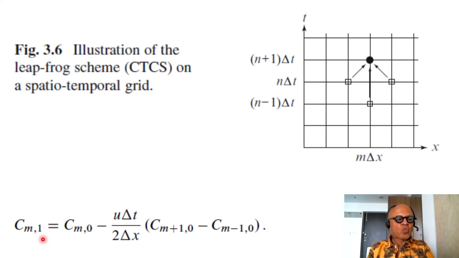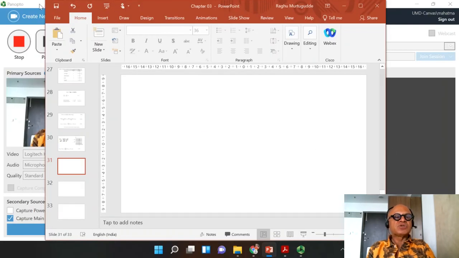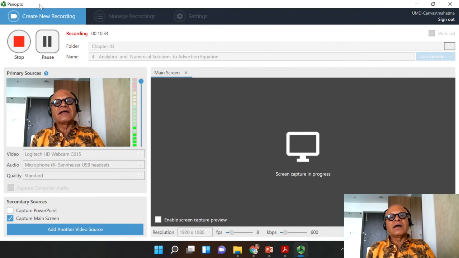So C m at 1 will be C m at 0, the initial condition, minus u delta t over 2 delta x, C m plus 1 at 0 minus C m minus 1 at 0. So obviously you have C m plus 1 and C m minus 1, the spatial values here and here, known from the initial value as well. Once you have the first time step defined, then you can go forward. So that's a very quick and simple introduction to the advection equation, analytic solution, and numerical solution.